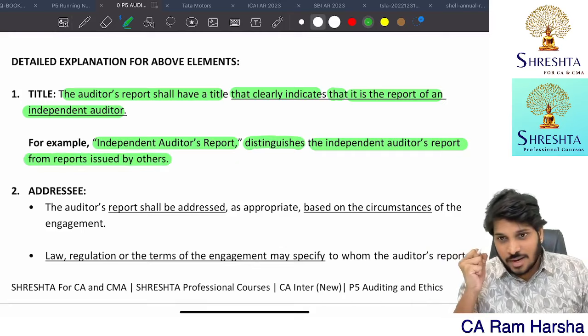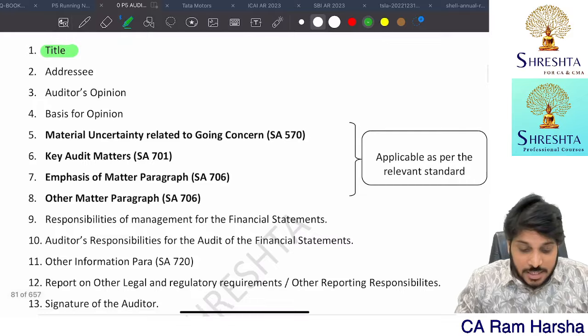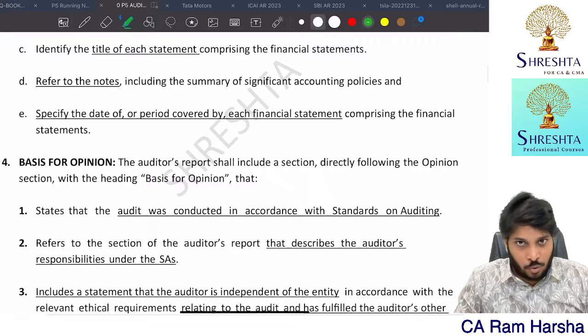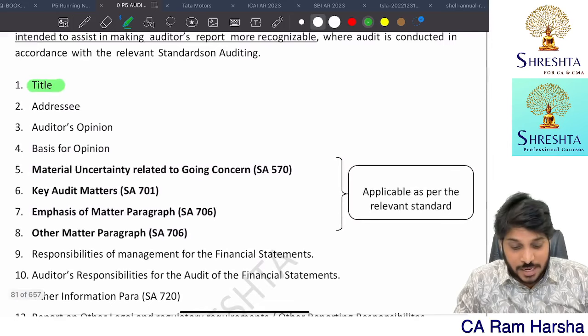So we have given what all the contents of the audit report are here, right? For all of them, a brief explanation is given below. Getting it? So for title, below they have clearly explained. So that's title.